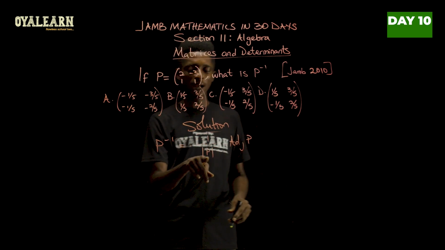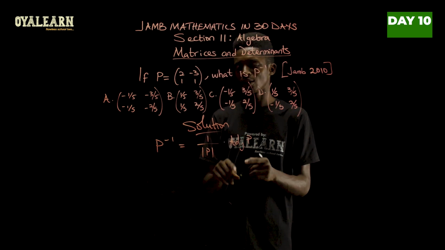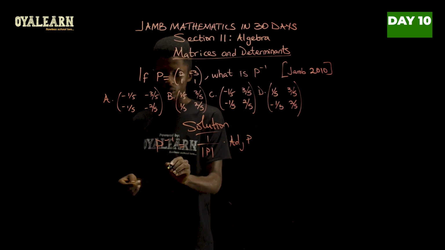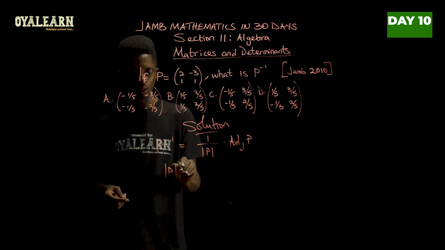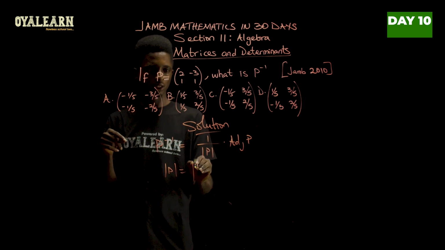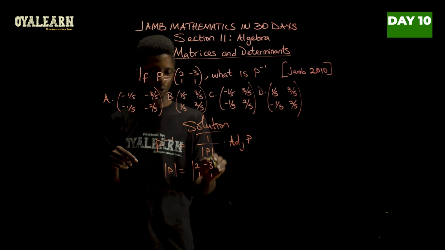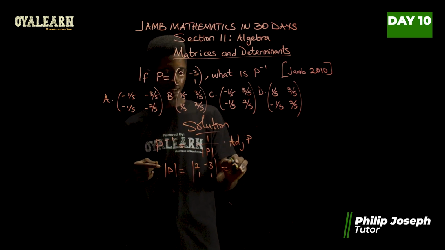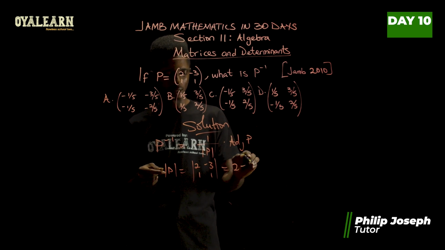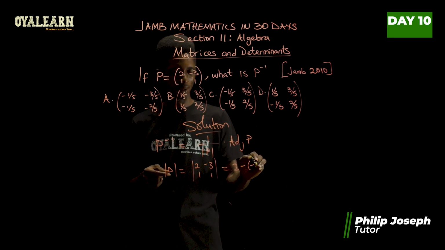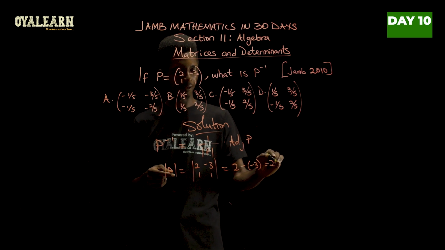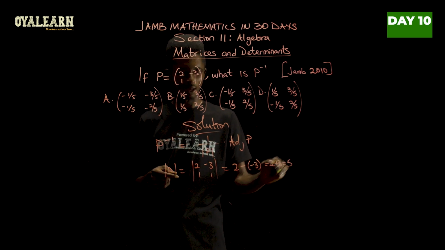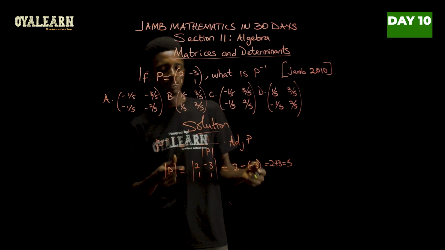So meaning we have to find the determinant of P and the adjunct of P. So the determinant of P is the determinant of this matrix: 2, minus 3, 1, 1. And this will give us 2 times 1, that's 2, minus 1 times minus 3, that's minus 3. Now this means we have 2 plus 3, which is 5. So the determinant of P is 5.